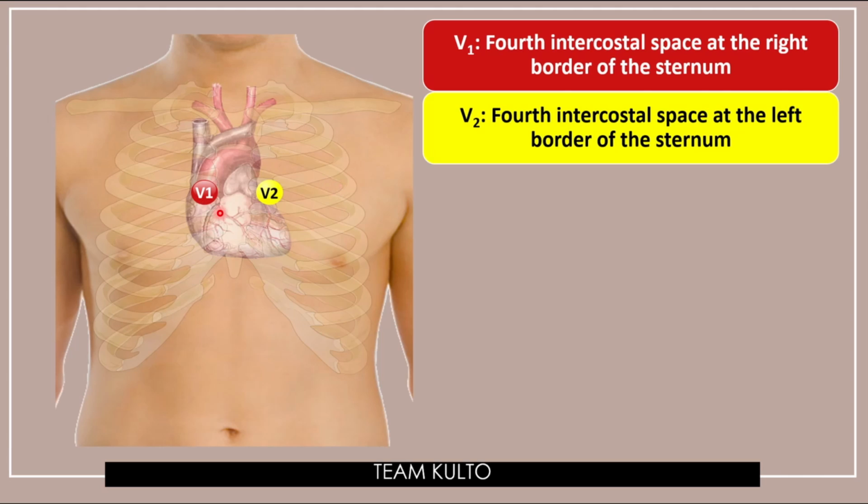So V2, same pa rin ang placing nun, basta V1, V2. So V2, saan siya? Fourth intercostal space at the left border of the sternum. So kung nakabit mo na yung V1 sa right side, yung katapat nun sa left side, yun na yung V2.